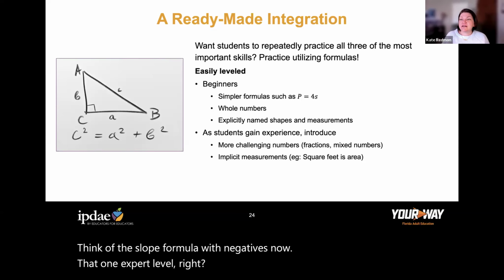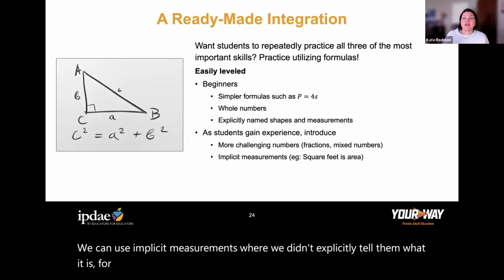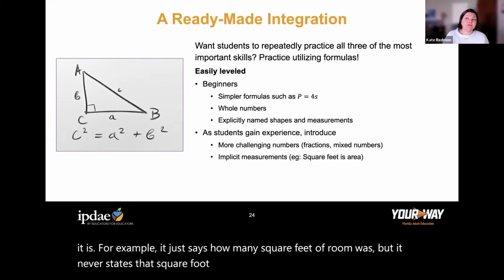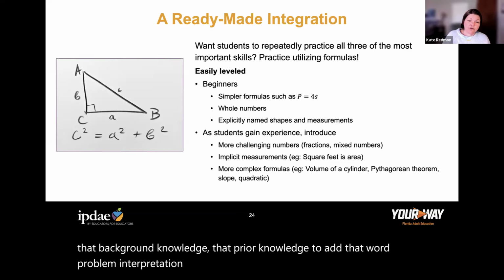We can use implicit measurements where we didn't explicitly tell them what it is. For example, it just says how many square feet a room was, but it never states that that square foot is the area. So a student would need to have that background knowledge, that prior knowledge, to add that word problem interpretation skills to their algebra.